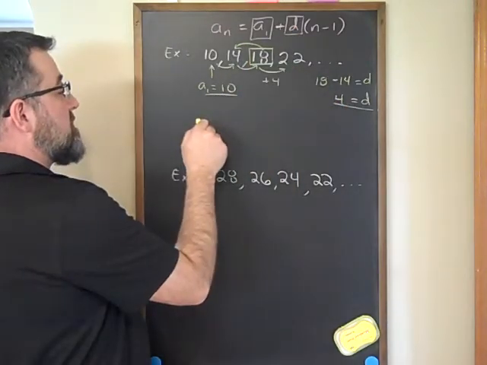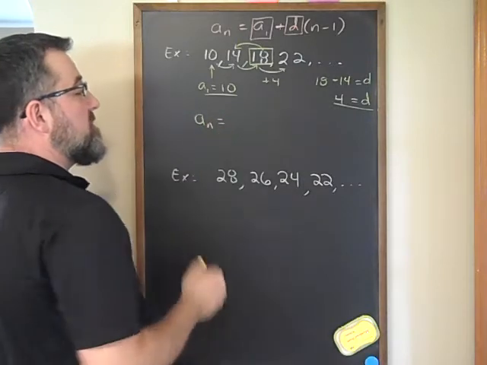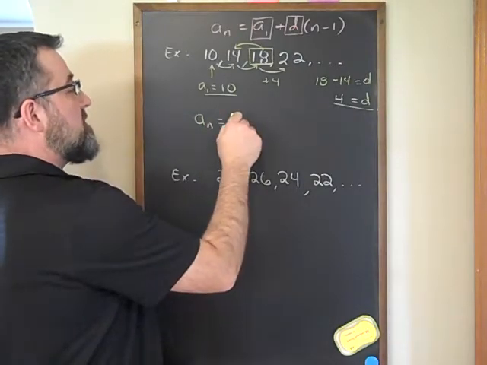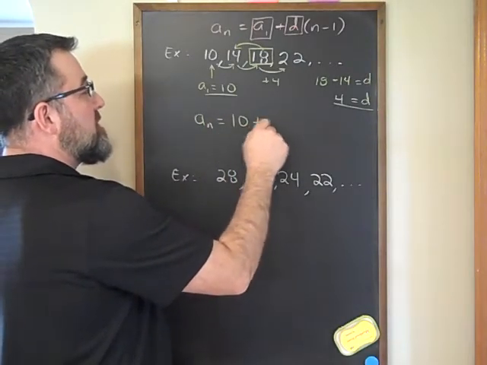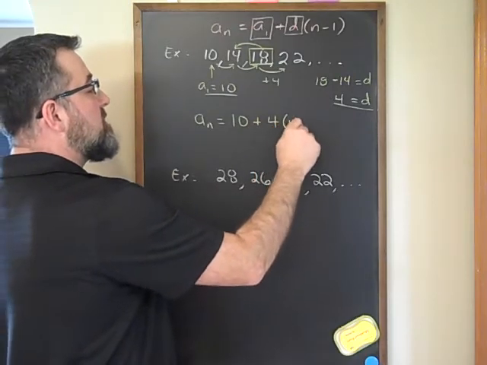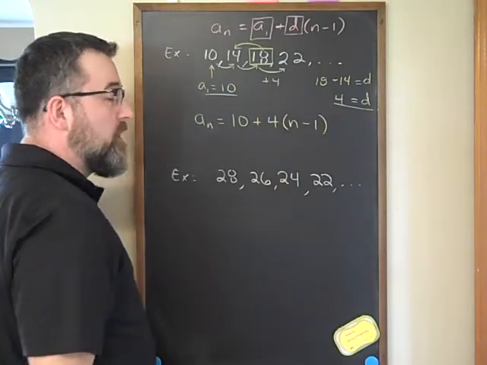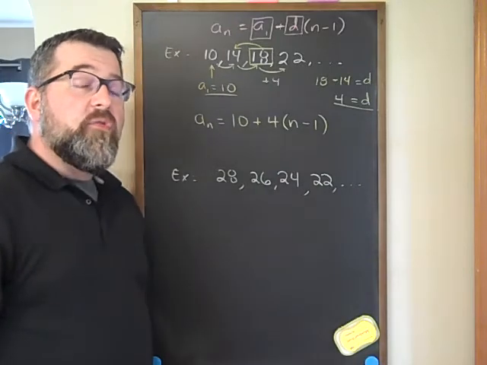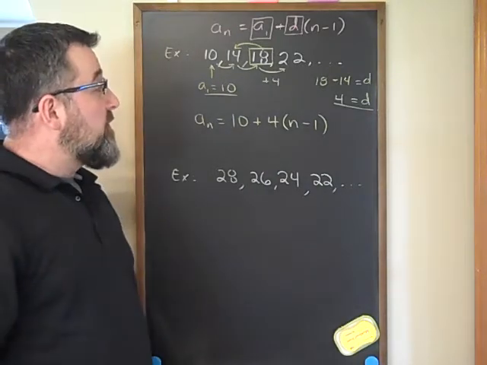We just write the function. A sub n, any term in the sequence, is 10 plus 4 times n minus 1. And there you have it. If you want to check your answer, it's really not that difficult to do.